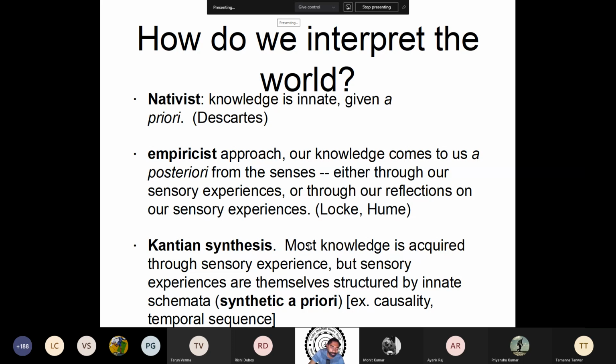Kant provides kind of an intermediate position, which I think was coming out from our discussion about Descartes. He says that most knowledge is acquired through sensory experience, but sensory experiences are themselves structured by innate schemata. He calls that synthetic a priori. So he says that yes, we do learn from our senses, but how do we interpret our sensory experiences? Our ability to interpret sensory experiences is given to us before we are born. But there can be an exception, like Helen Keller.